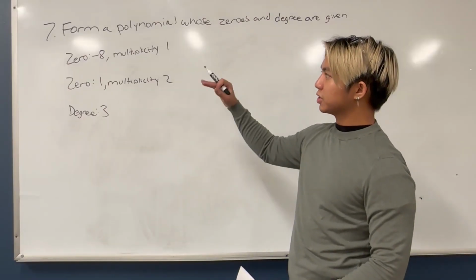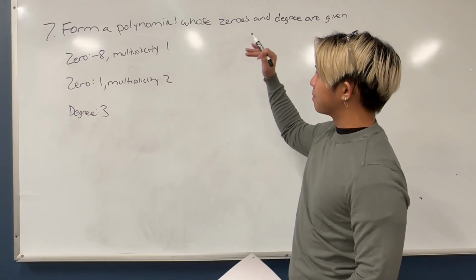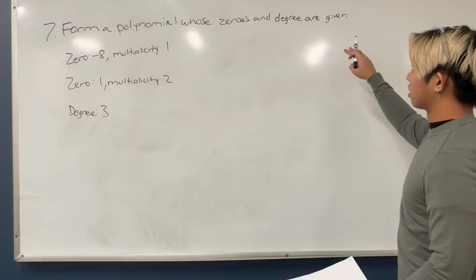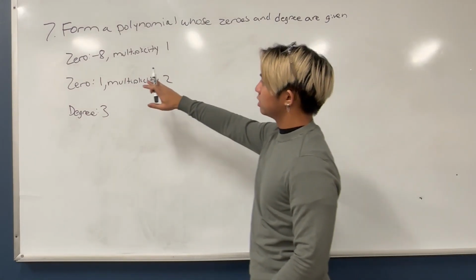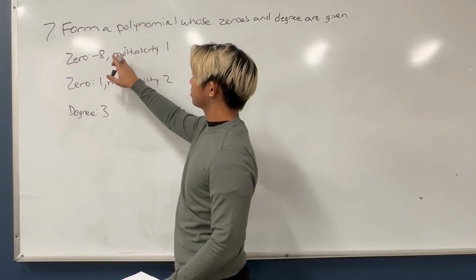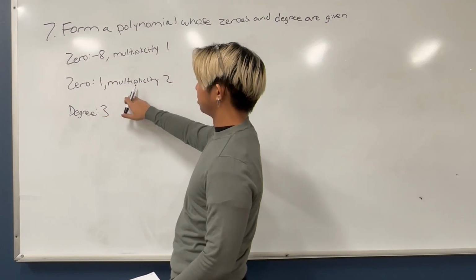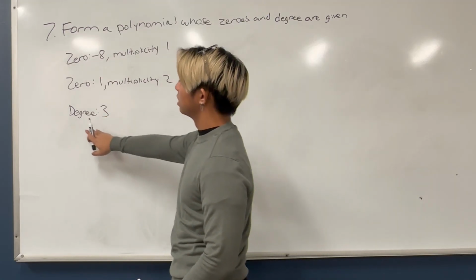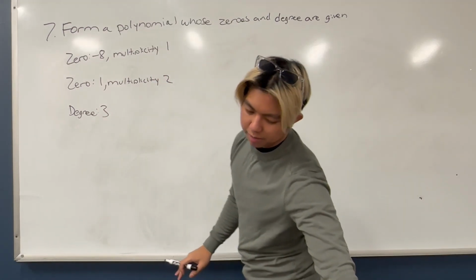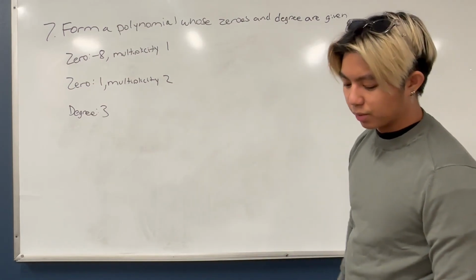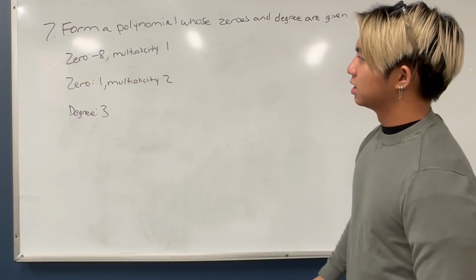All right, so for number 7, we have: form a polynomial whose zeros and degrees are given. So we are given 0 is equal to -8, multiplicity 1. Our second 0 is 1, multiplicity of 2. And then we're given degree of 3. Okay, I know it seems like a lot, right? Which it kind of is, right?